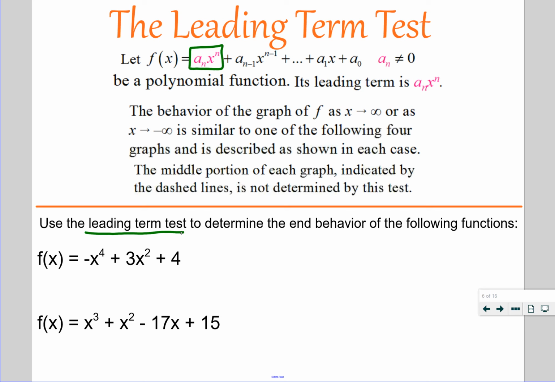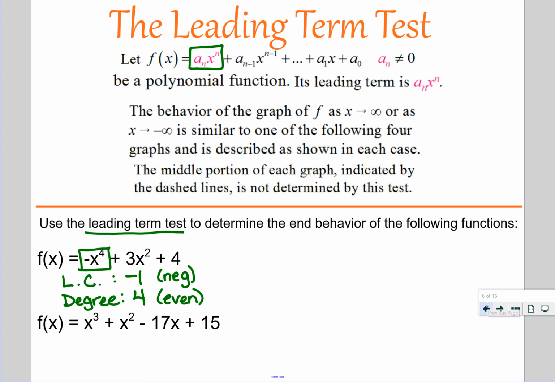So the first thing I need to do for the first function, f of x equals negative x to the 4th plus 3x squared plus 4, is I need to find my leading term. The leading term, as long as your exponents are highest to lowest, is your first term, and it contains your leading coefficient and your degree, the 2 pieces of information that we need. The leading coefficient is the number in front of my variable, and the degree is my power. So more importantly, my leading coefficient here is negative, and my degree is even.